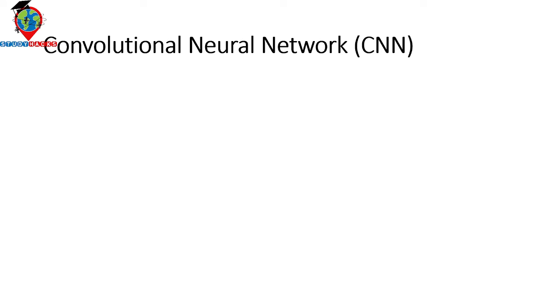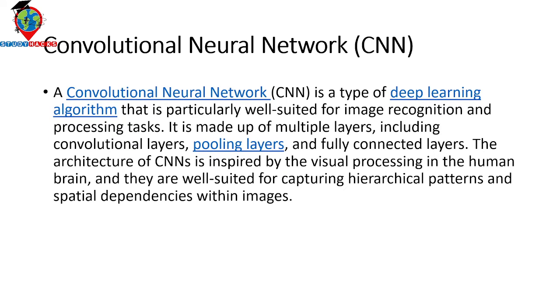Okay, so this time we talk about the CNN, the convolutional neural network, and it's very popular for image classification, image segmentation, or object detection. Basically, CNN is a type of deep learning algorithm that is particularly well suited for image recognition and processing tasks.